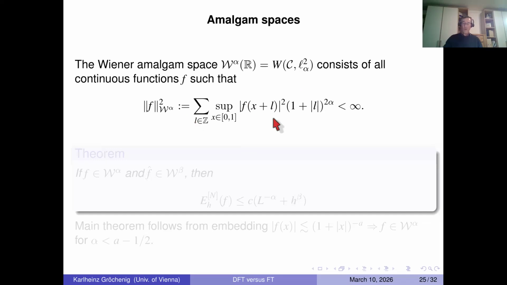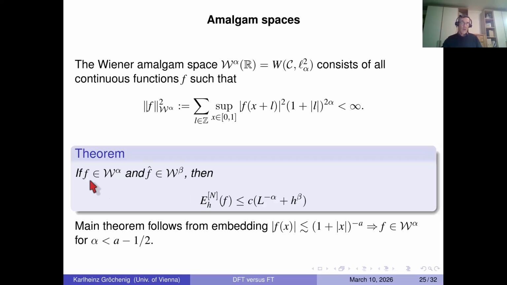If we use this version of decay of a function, then if f is in this amalgam space and f hat is in the amalgam space with parameter beta, then we get the decay of the error that we have seen before. And polynomial decay is a simple consequence, because we'd have the embedding precisely for this range of parameters. So that would explain why we would have to move from the parameter for polynomial decay to something else.